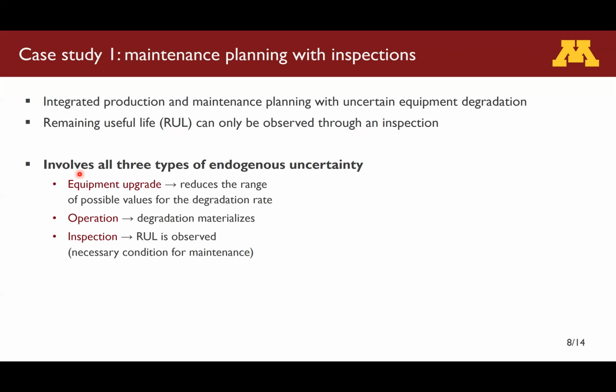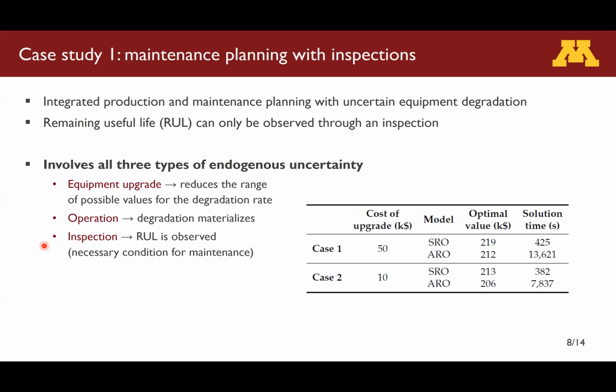So we consider the option of equipment upgrade, which would reduce the range of possible values for the degradation rate. So that's type 1. Degradation only occurs when we actually operate that unit. So that's type 2B or 2A. And we need to perform an inspection to observe the RUL, which makes it type 2B.